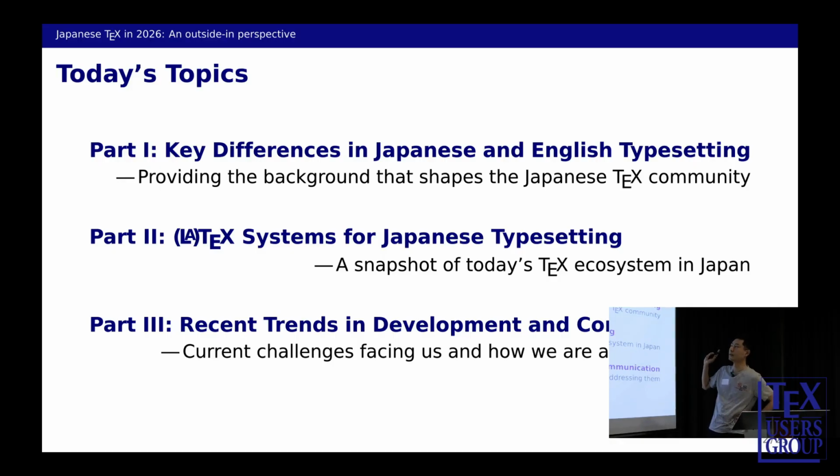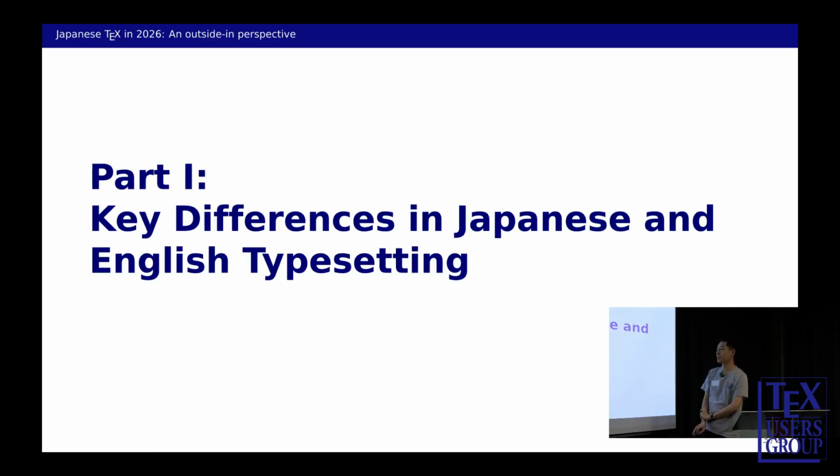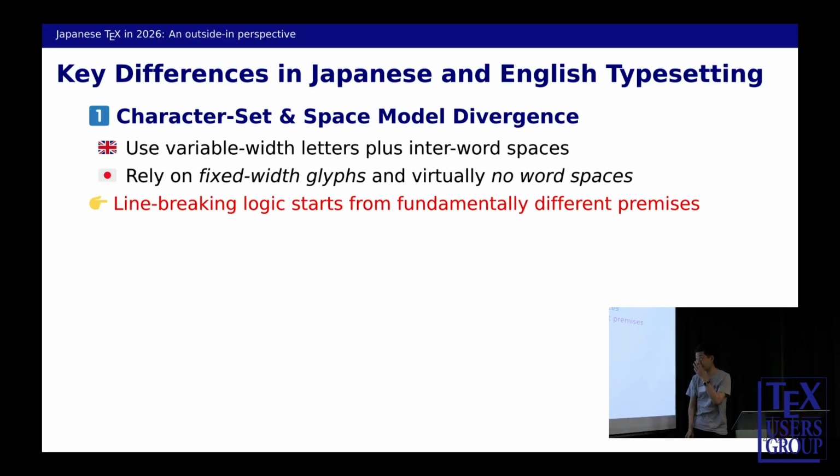But I want to first talk about the key differences between Japanese and English typesetting, because I believe for most of you, Japanese typesetting is not familiar. For the second part, I would like to talk about the LuaTeX system used by Japanese people nowadays. And finally, I will talk about the recent trends and the problems in the Japanese TeX community nowadays, what we are holding. So let's start with the differences between Japanese and English typesetting.